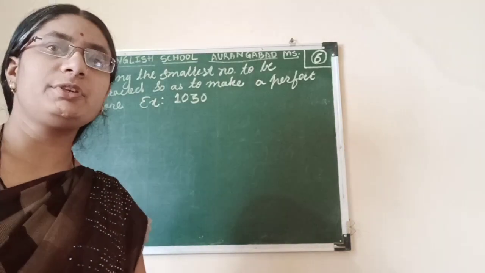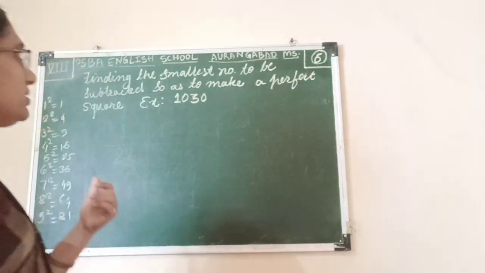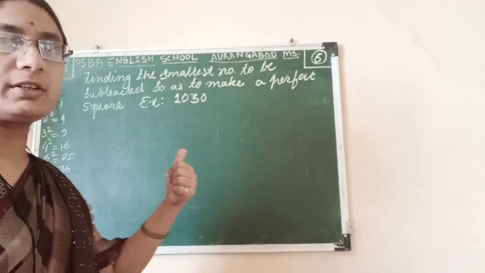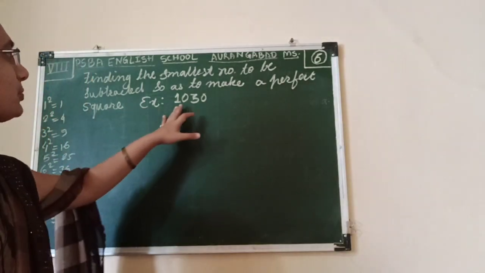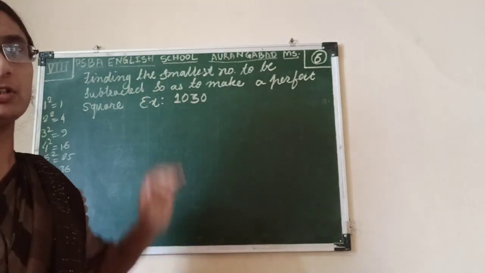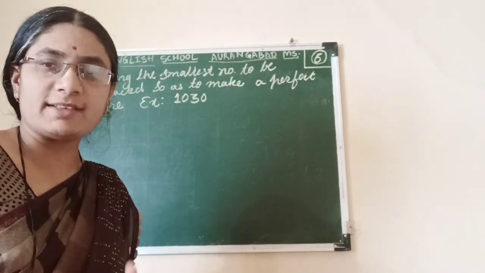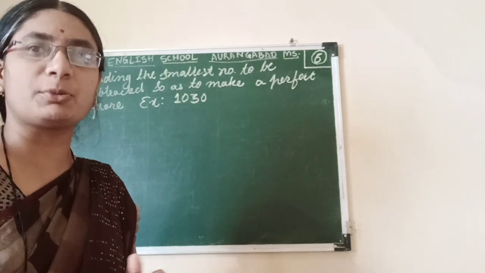Good morning, dear students. Our today's topic is finding the smallest number to be subtracted so as to make it a perfect square. Okay, let us see one example. Suppose the number we are having is 1030 and we want to make this number a perfect square by subtracting some number from it.